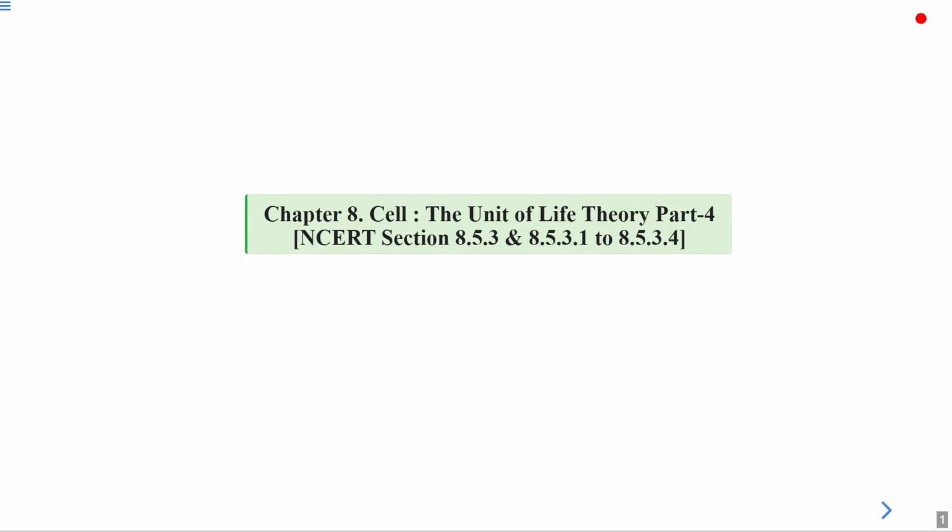And today we'll be discussing the theory related to the chapter Cell the Unit of Life. In this session we'll be discussing the NCERT section 8.5.3 as well as 8.5.3.1. We'll also discuss the section 8.5.3.4. And this is part 4 of the lecture.